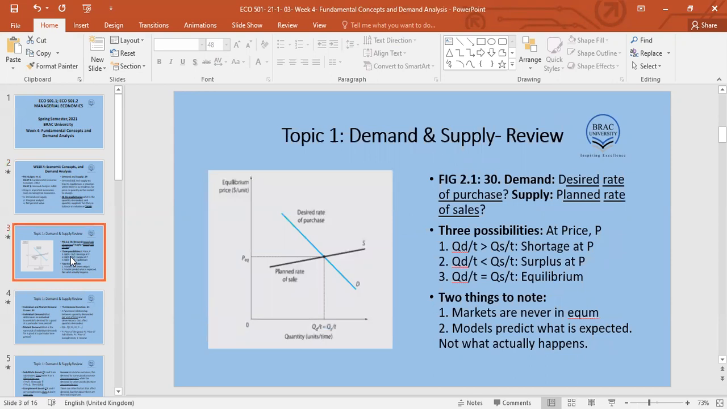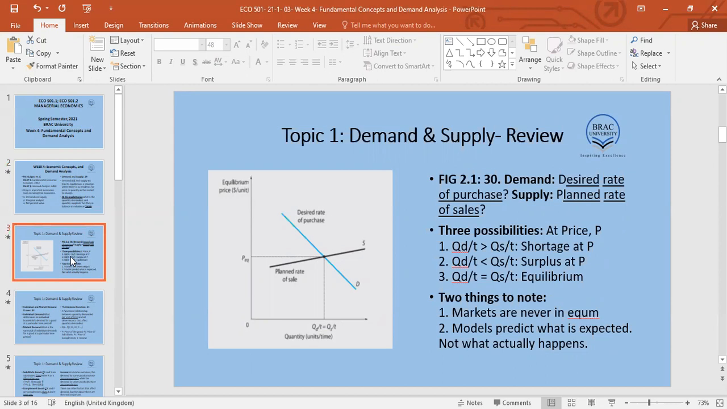Figure 2.1, page number 30. Here the text has defined demand as desired rate of purchase and supply as planned rate of sales. When we use the word desired rate, that implicitly gives an indication that this is not the actual rate of purchase. When we say planned rate of sales, this is not the actual sales that suppliers do on the market.